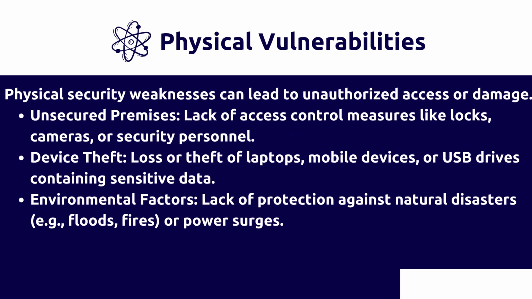We have physical vulnerability. Physical security weaknesses can lead to unauthorized access or damages. Unsecure premises is number one. Lack of access control measures like locks, cameras, or security personnel are a form of physical vulnerabilities. We have device theft. Loss or theft of laptops, mobile phones, or USB drives containing sensitive data are major physical vulnerabilities. We have the environmental factor. Lack of protection against natural disasters like flood, fires, or power surges are all examples of physical vulnerabilities.